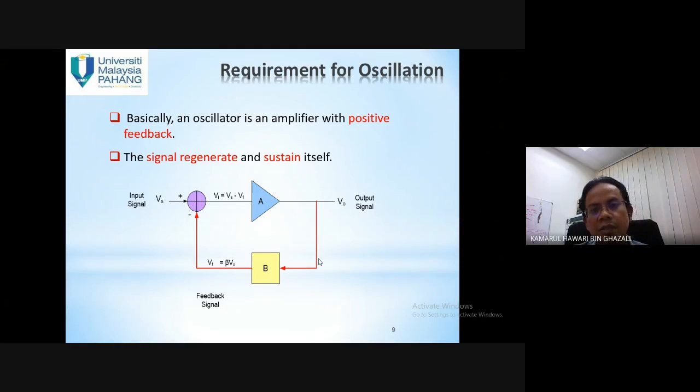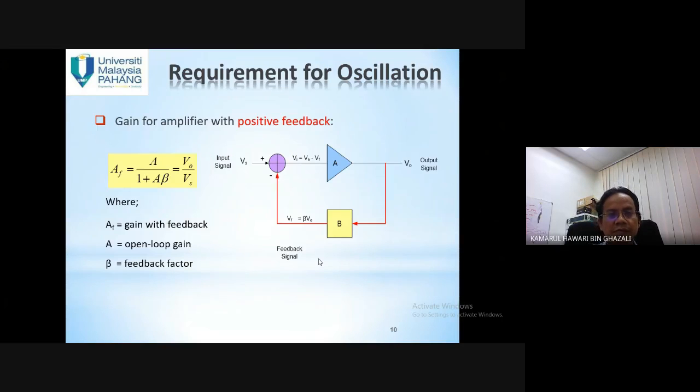Basically, an oscillator is an amplifier with positive feedback. So the signal regenerates and sustains itself. Regenerate and sustain. So this is the block diagram of an oscillator. Input signal, amplifier A, output signal, then you have the feedback signal. So it will self regenerate.